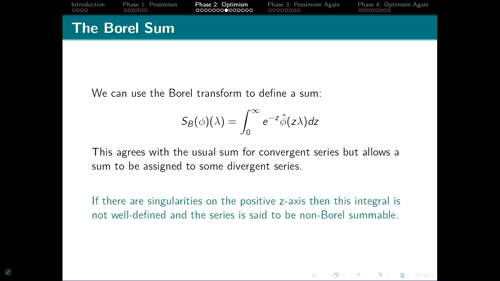So here we're integrating from 0 to infinity along the positive axis. It's called the positive Borel axis a lot of the time, because they use that language when they're talking about the Borel transform. If you have singularities on the positive real axis, then that is a problem for the definition of this sum, because we're going to hit a singularity when we integrate from 0 to infinity. If there are singularities on the positive z-axis of this Borel transform, then this integral is, at least prima facie, not well defined, and the model is said to be non-Borel summable.